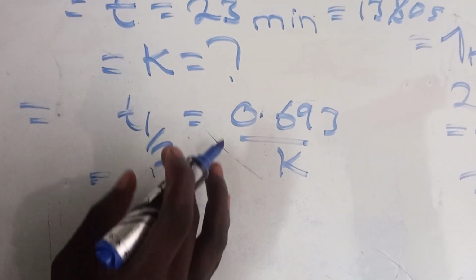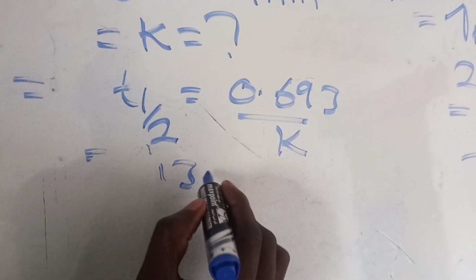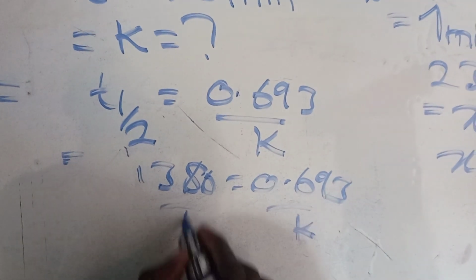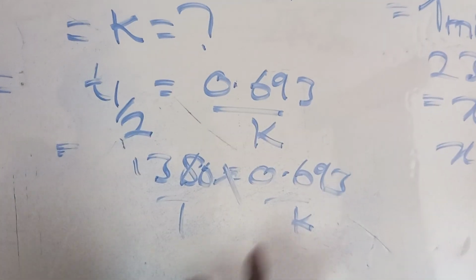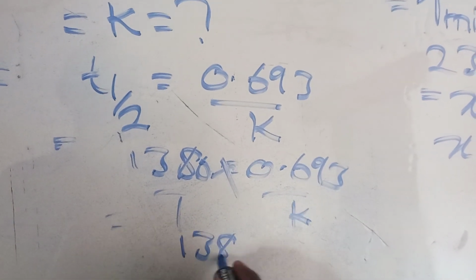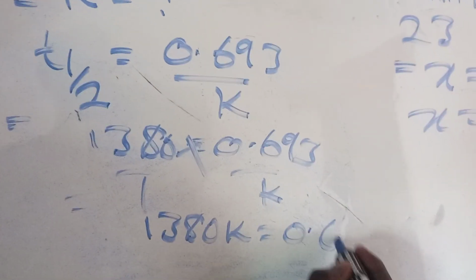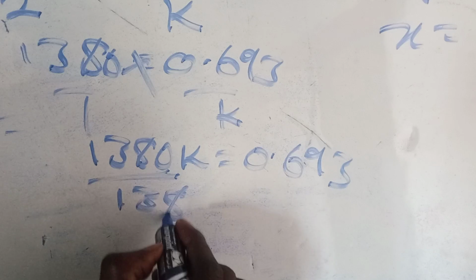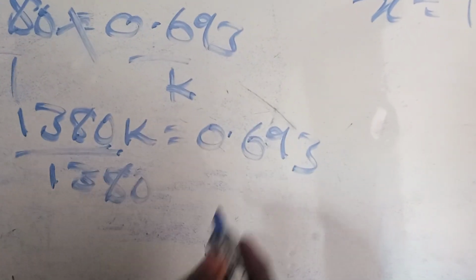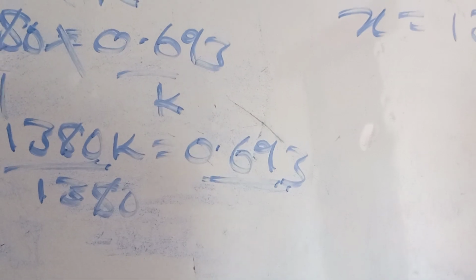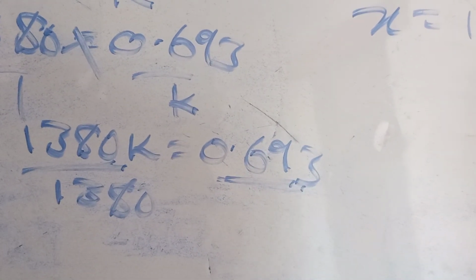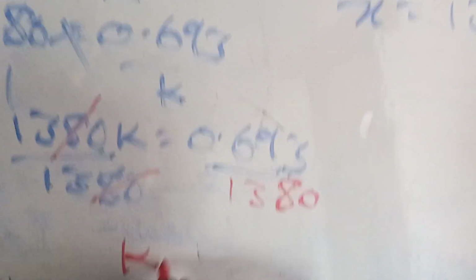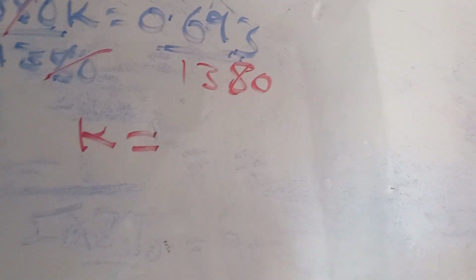What's your half-life, as in time? You have 1,380 equal to 0.693 over K. Then you're looking for the value of K, so try to find it. K times 1,380 equals 0.693, so K is equal to 0.693 over 1,380. On both sides you have 1,380, so that cancels out. What's your K? Punch it on your calculator.